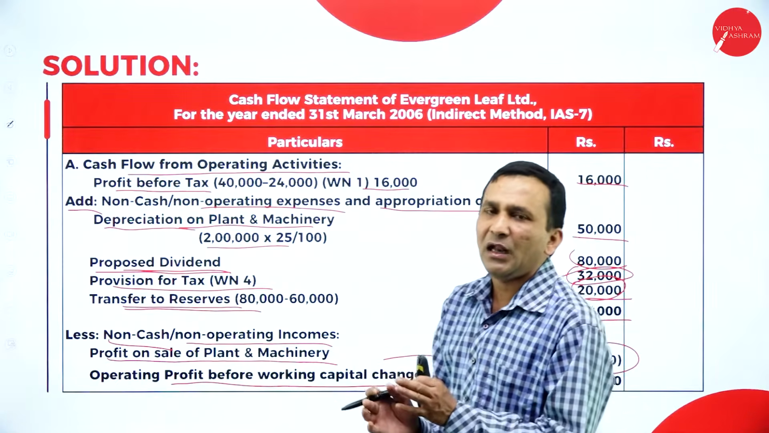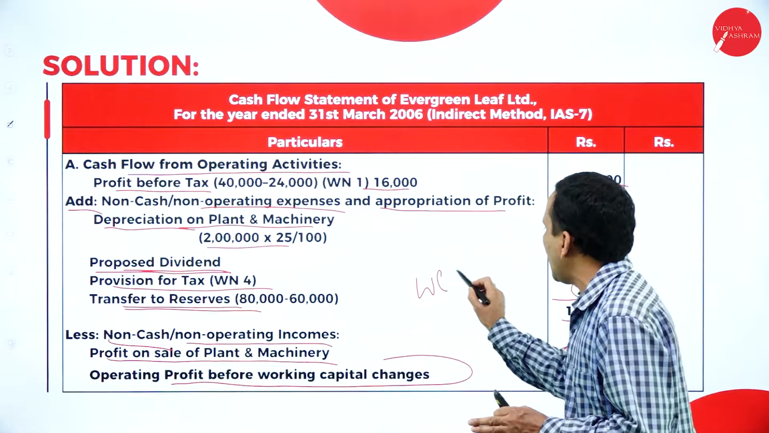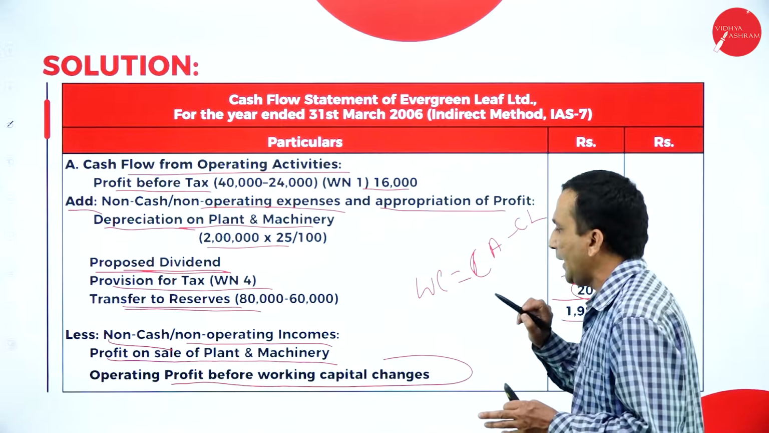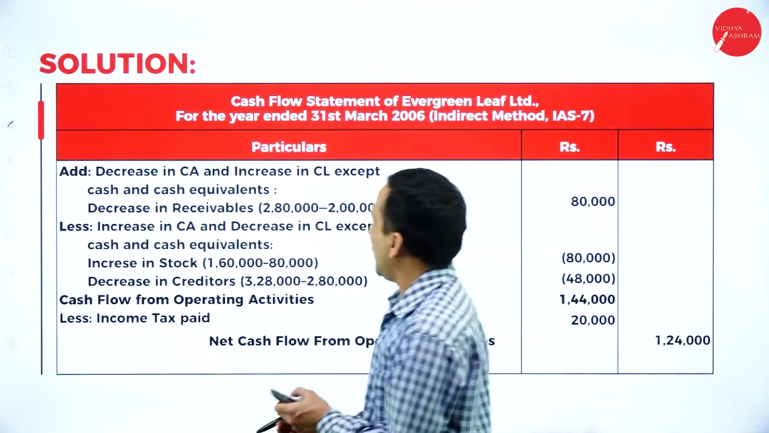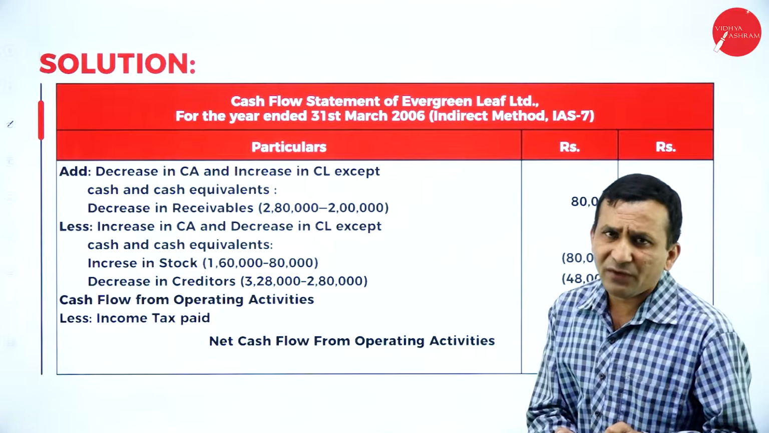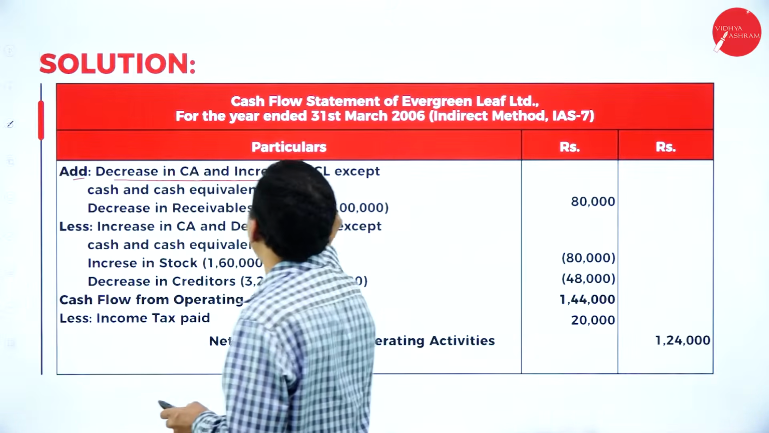Now, how can we find out the working capital? The simple formula for working capital is current assets minus current liabilities. There are no changes in the working capital. Moving forward, now we got 1,92,000 for the last line. Now we need to add the increase in current assets.